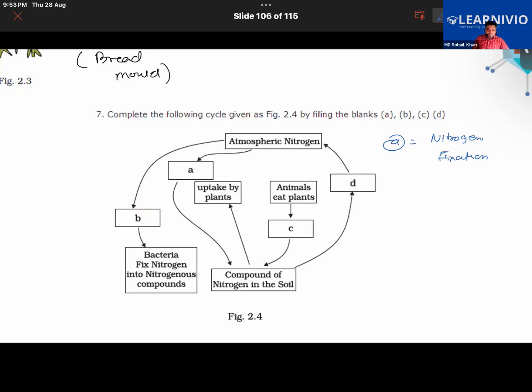Sir, does lightning directly convert into nitrates and nitrites, or first it converts it to ammonia? No, first it converts it into ammonia. Because when lightning strikes, because of the immense heat produced, it first breaks and then makes bonds with other atoms in the air. Good. So atmospheric nitrogen, look at this here, and here it is written bacteria fix nitrogen into nitrogenous compound. So what should it be there?